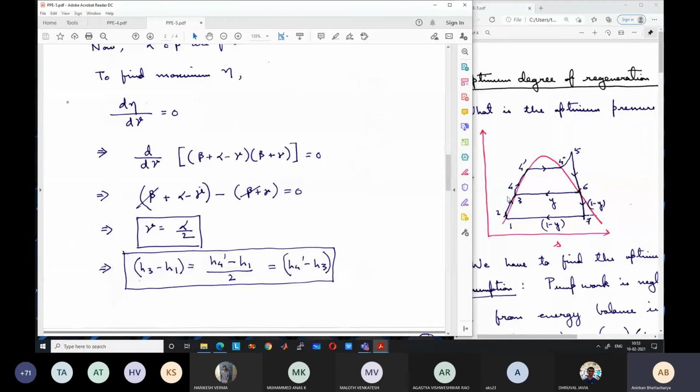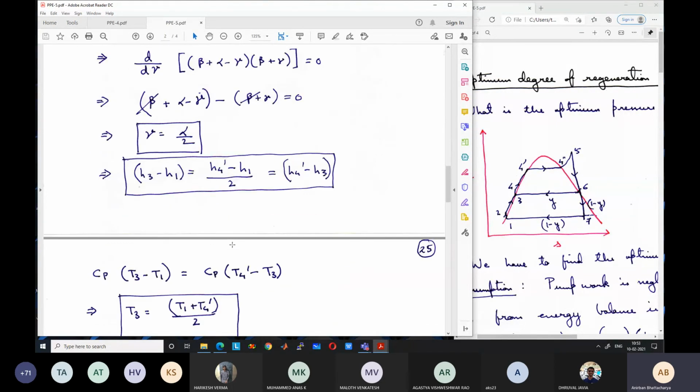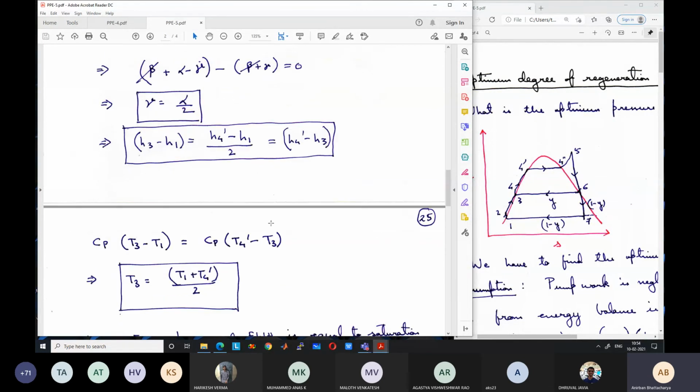Now what is the optimum boiler pressure? Based on this we can write Cp (T3 minus T1) is equal to Cp (T4 dash minus T3), or T3 is equal to (T1 plus T4 dash) by 2. So the temperature for point 3 is approximately equal to the average of T4 dash, which is a known temperature because it is the saturation temperature for the boiler pressure, and T1, the saturation temperature for the condenser pressure.